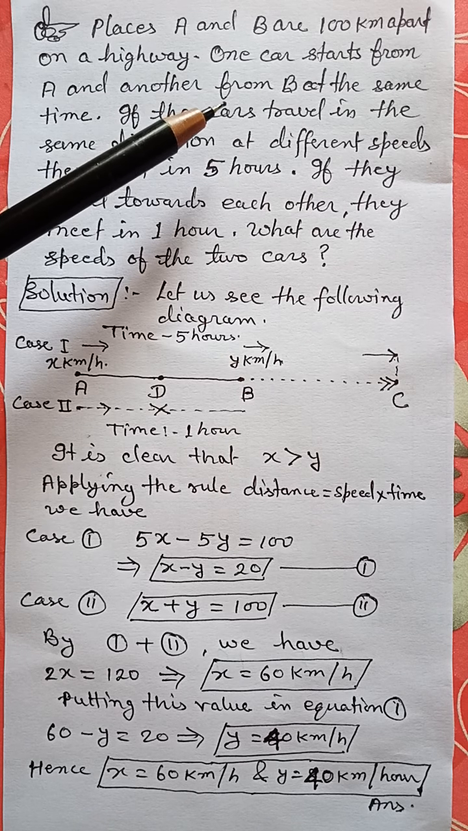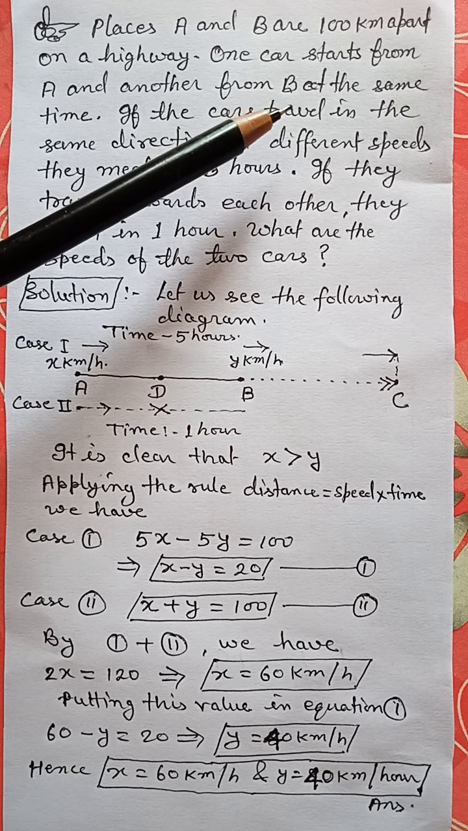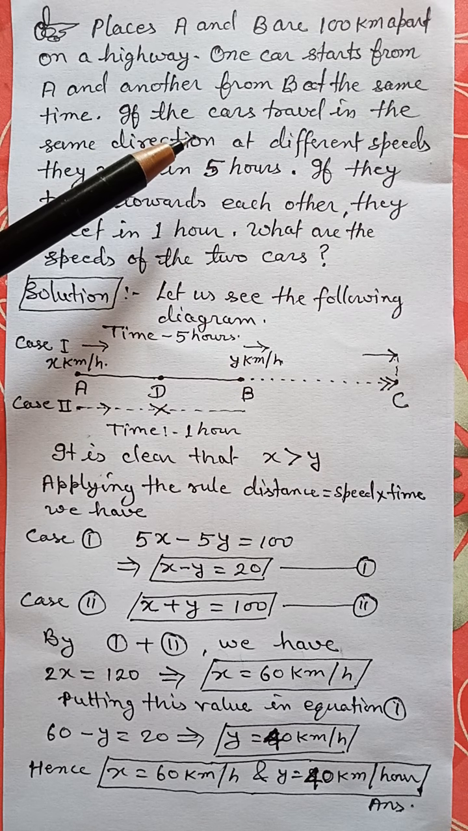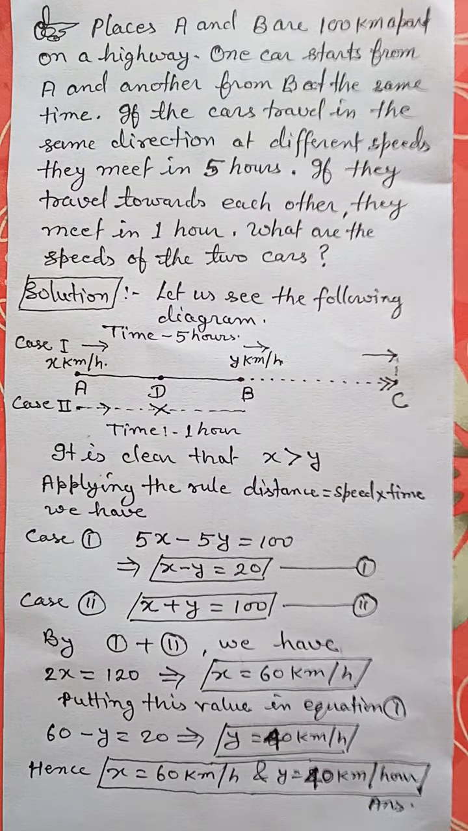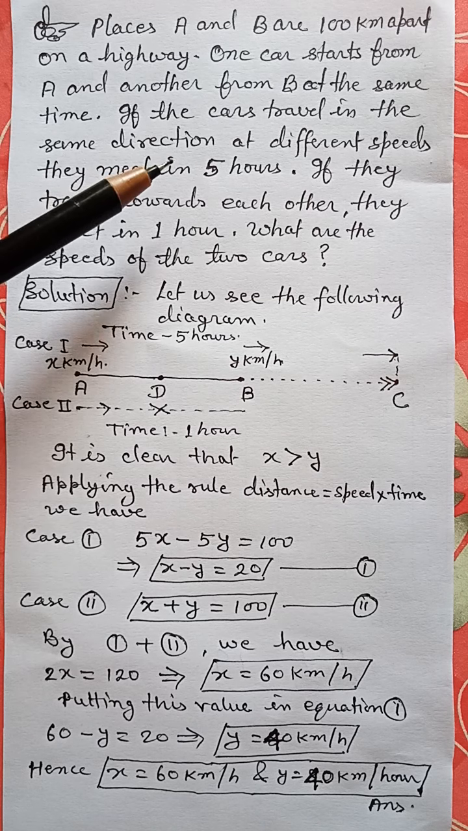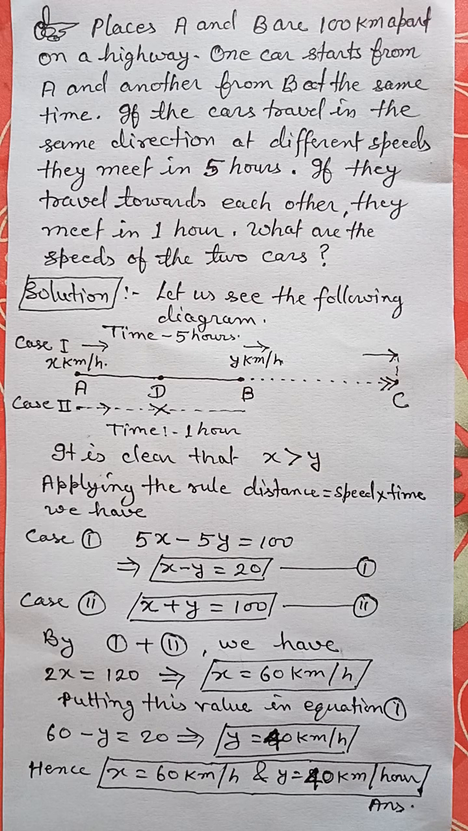If the cars travel in the same direction at different speeds, they meet in 5 hours. If they travel towards each other, they meet in 1 hour. What are the speeds of the two cars? Now, let us look for its solution.